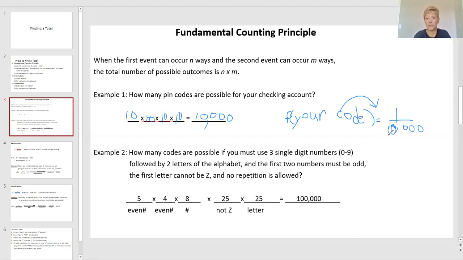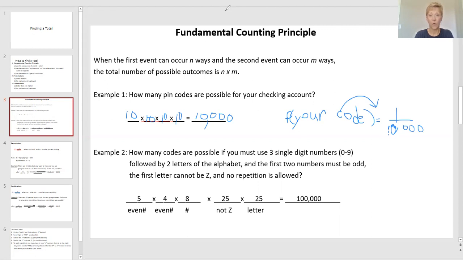Now, the problems sometimes get a little more challenging, which I think is a little more fun. Okay, so look at this one. What if it was a secret code? How many secret codes are possible with these conditions? You have to use 3 single-digit numbers, so again, like 0 to 9, followed by 2 letters of the alphabet. So you've got 3 numbers and 2 letters. But here are some special conditions. The first 2 numbers have to be odd. The first letter can't be Z, and no repetitions allowed anywhere in the problem. Now, think about it. If you've got a special code, wouldn't order matter? Yeah, it would.